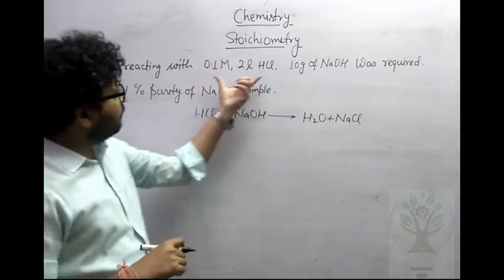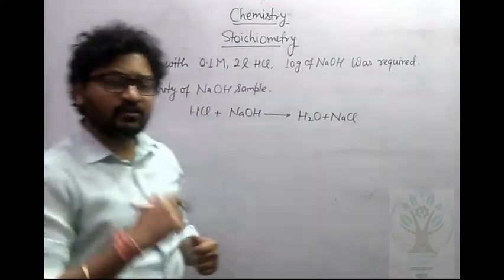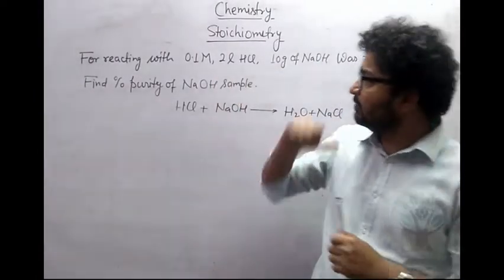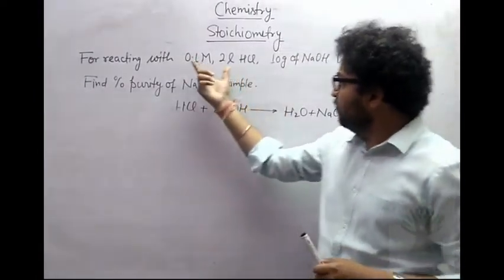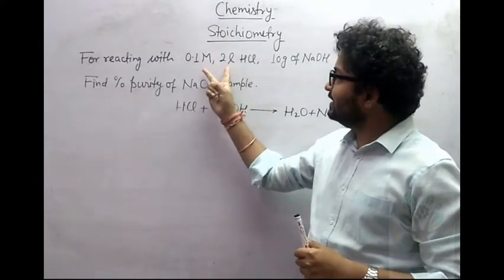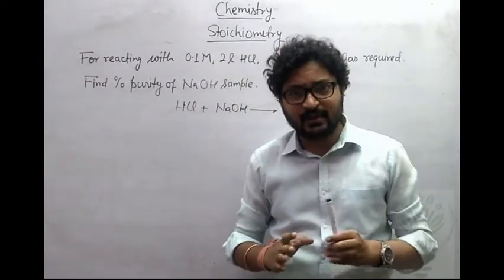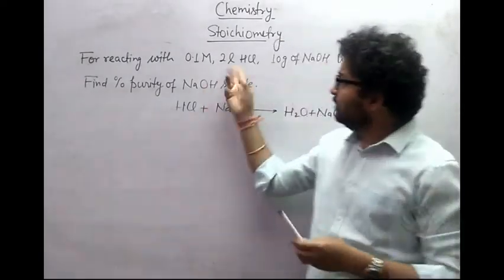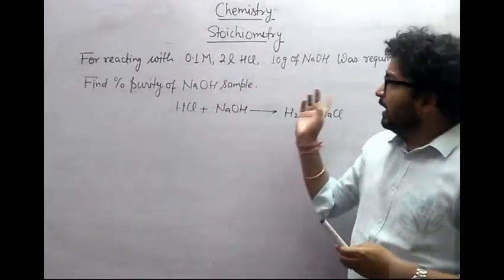Now, out of these two data, about which data are you more certain? See, 0.1 molar of HCl is given and 2 liter is taken. So is this data accurate or inaccurate? This is accurate. It is a 0.1 molar solution. You know that 1 liter contains 0.1 mole and 2 liter solution is given.